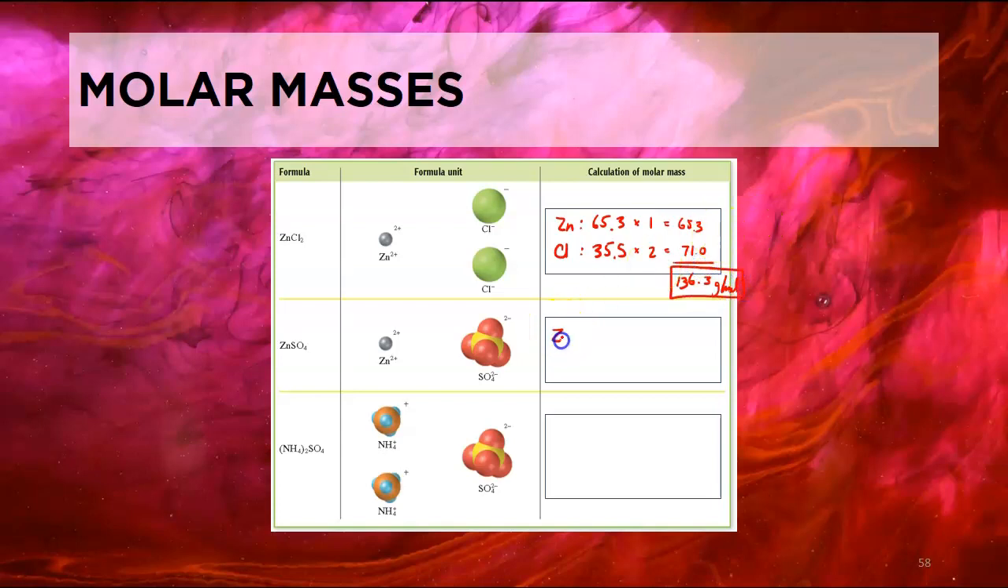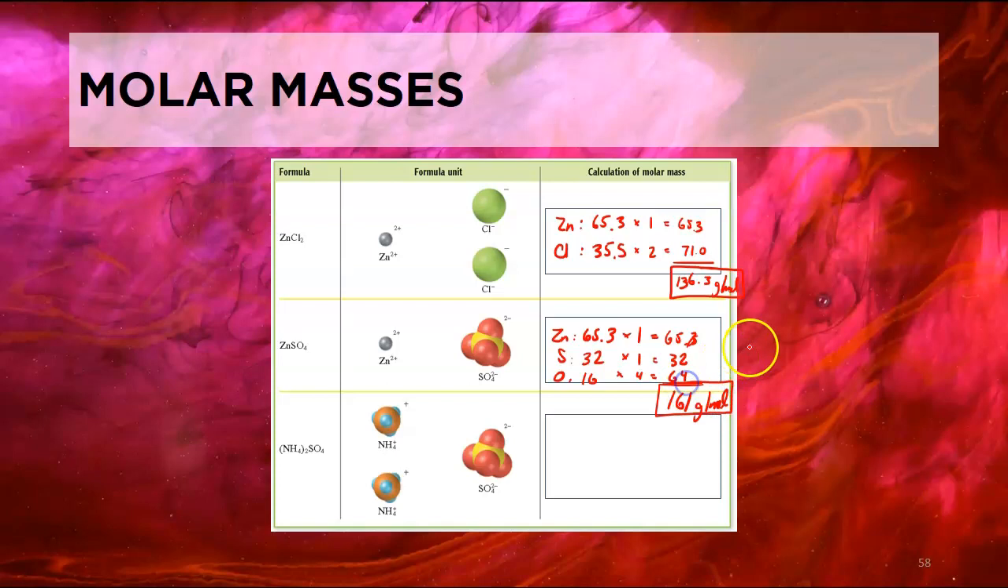For this one, again, zinc is 65.3, and there's 1. Sulfur is 32, I believe. And oxygen 16, and there's 4 of them. It's going to come out to 64 plus 32 plus 65.3. And I get, well, I'm just going to round to 65. 129, 150, so 161 grams per mole. Good job.